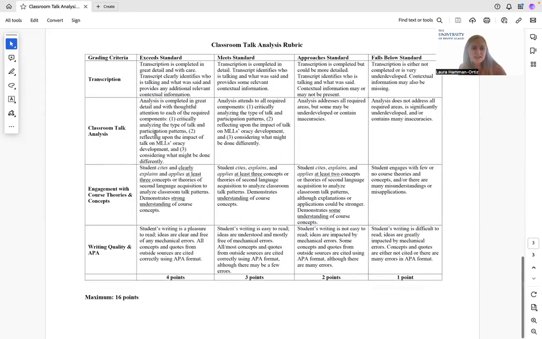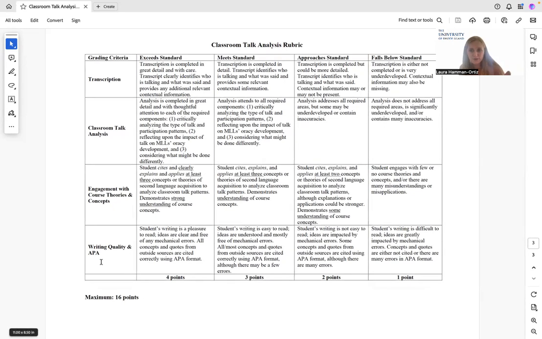Then I look at your analysis for those 3 different areas that we talked about. I have a specific section looking at engagement with course theories and concepts. So are you citing, explaining, and applying at least 3 concepts or theories to analyze classroom talk patterns? And do you demonstrate that you understand what those ideas are? And then finally, writing quality. So just looking at, is the writing clear, easily understood, and are you using APA format correctly?